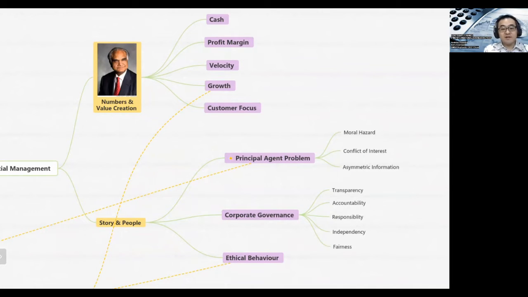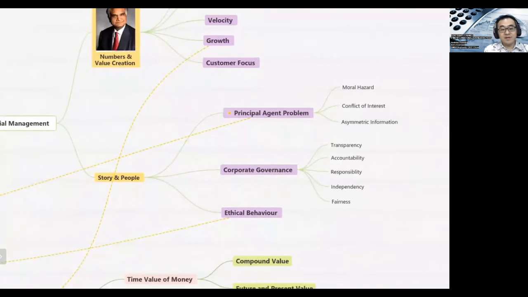The second part of the financial management is about the people and the story. We learn about the classical issue of principal-agent problem, which is in short a conflict of priorities between the owner of an asset and the person to whom control of the asset has been delegated. We learn about corporate governance, a principle to help alleviate the principal-agent problem. And we briefly talk about ethical behavior, only briefly, not because it's not important, but because we will go in depth on this topic further along the course.